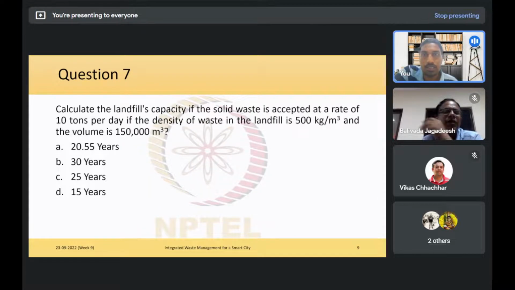Okay, question number 7. It's a numerical question. Calculate the landfill's capacity if the solid waste is accepted at a rate of 10 tons per day, the density of the waste in the landfill is 500 kilograms per cubic meter, and the volume of the landfill is 150,000 cubic meters. The options are 20.55 years, 30 years, 25 years, and 50 years. You can take a minute or two to solve it, and you can answer in the poll.